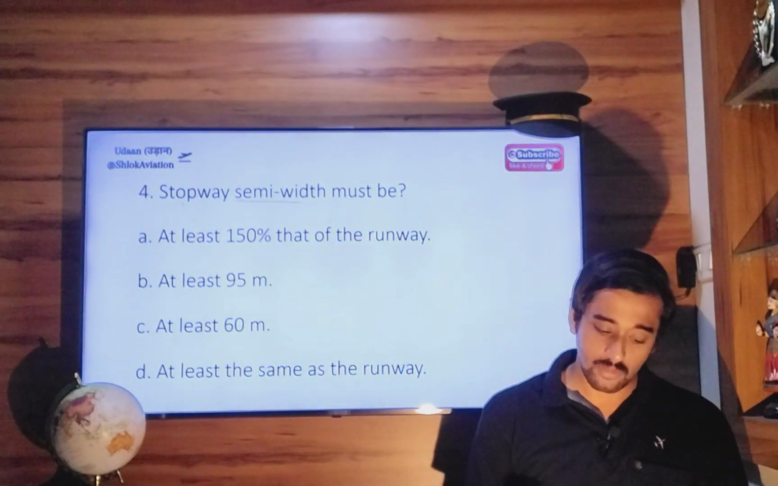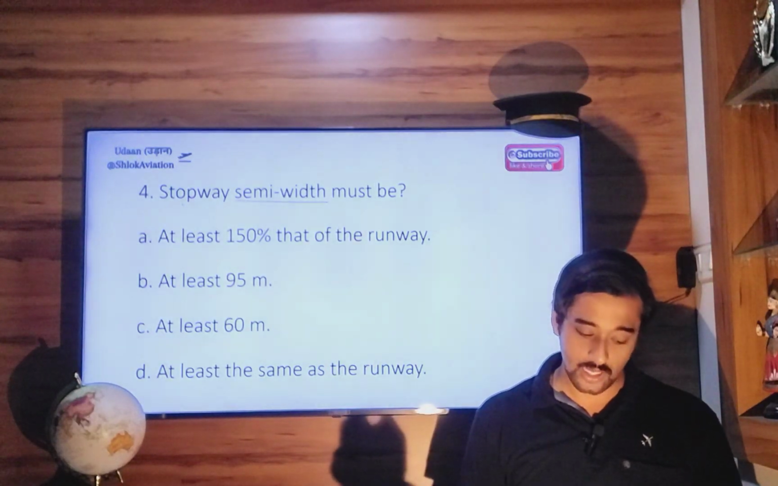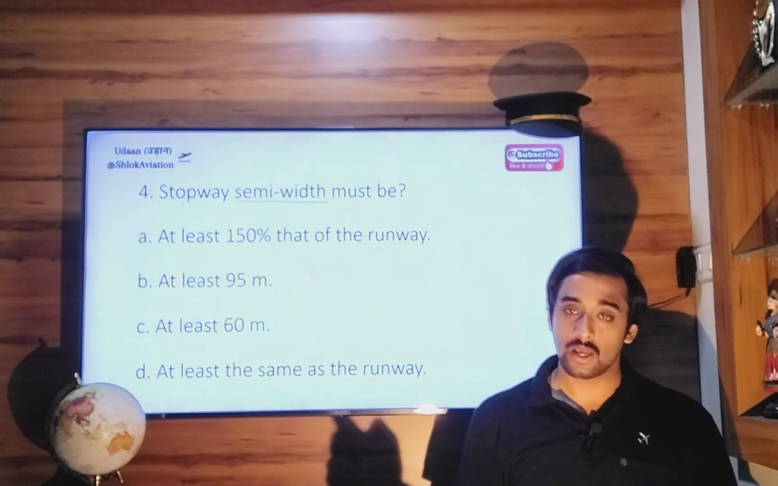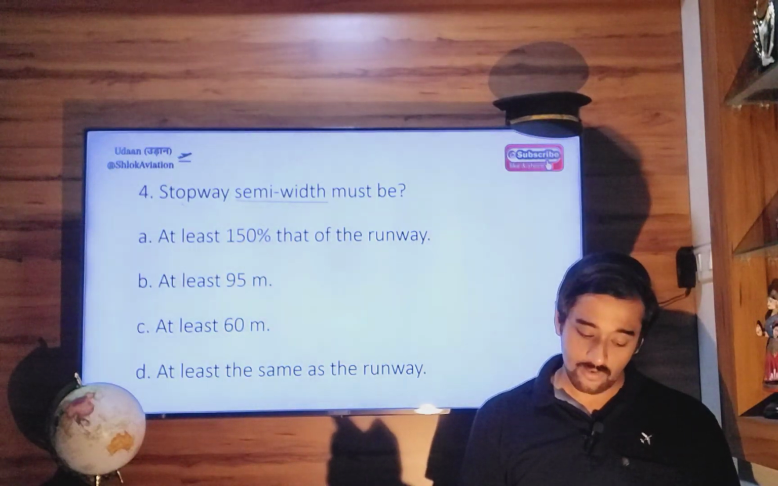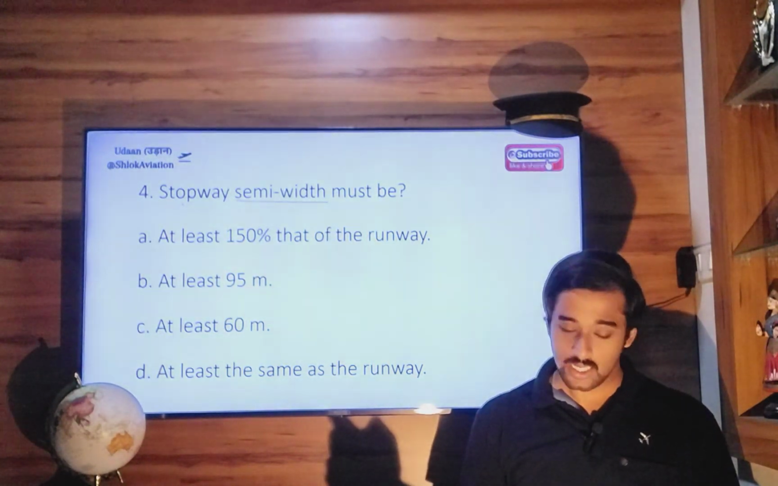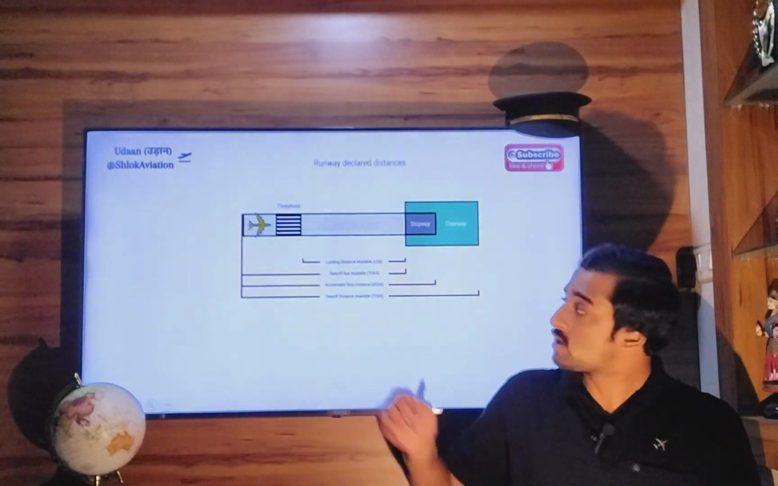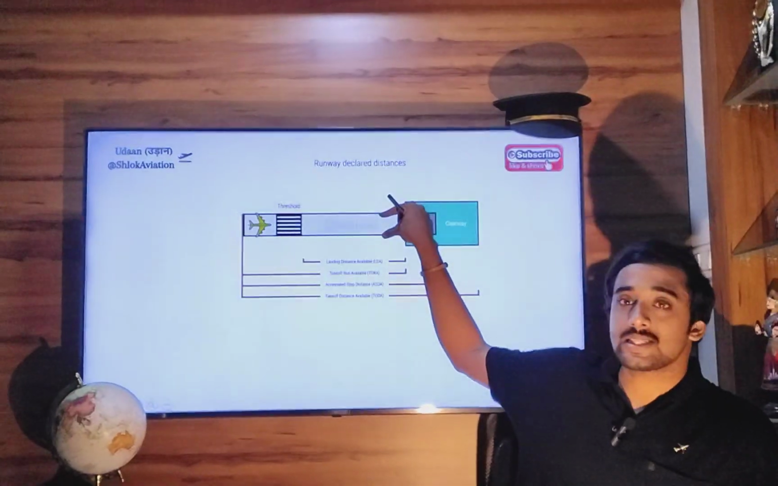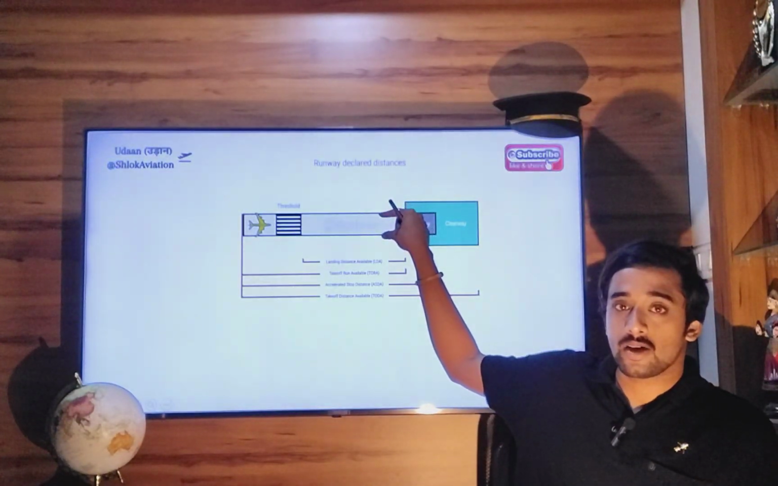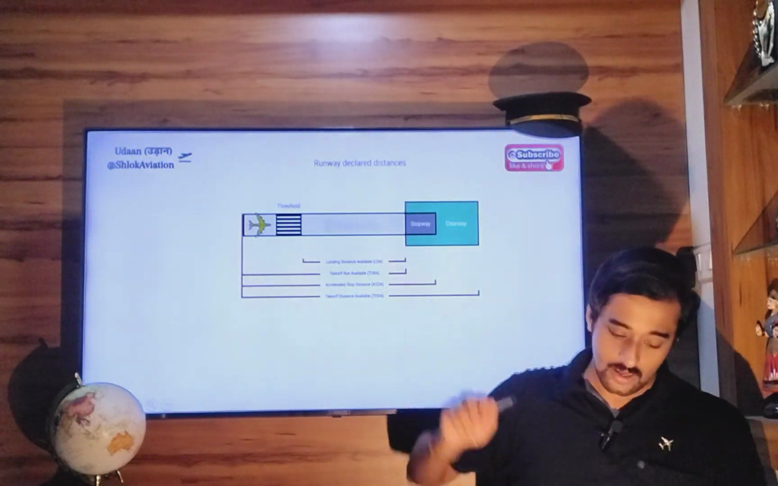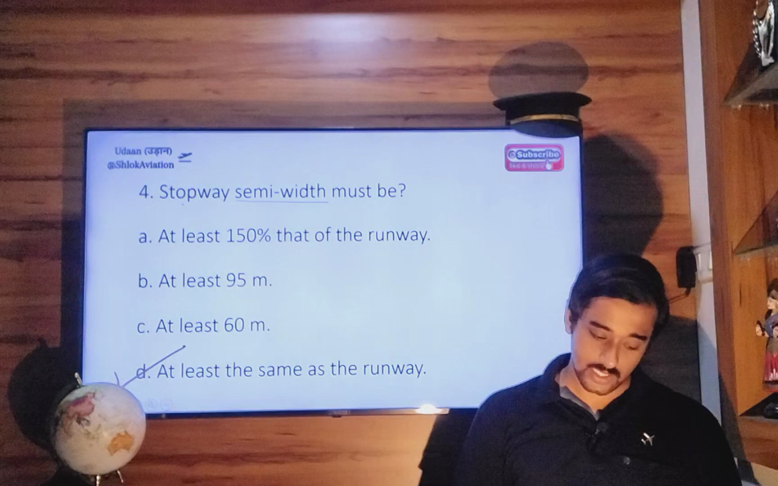Stopway semi width must be what? Okay, so stopway width at least 150% of the runway, at least 95 meter, at least 60 meter, at least the same as the runway. So option Delta is the right one. So the width of this stopway must be the same as the width of the runway, as much as it is possible. Okay. Next.